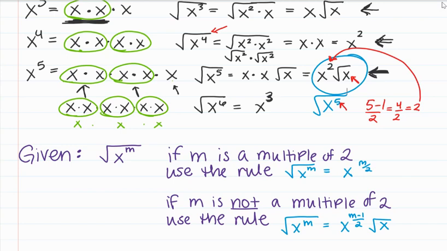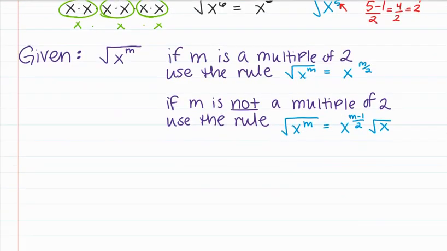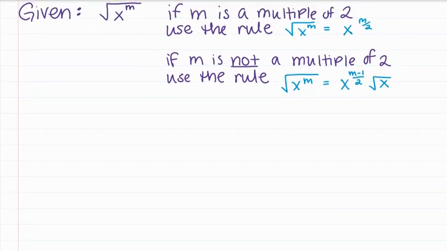And we'll see it in action in just a few minutes as well. Basically it's just saying take the exponent, take 1 away to make it even, divide it by 2 to get your exponent for the outside, and then you have the square root of the variable left over. And that comes from the one that you subtracted. All right, so let's just jump into an example.